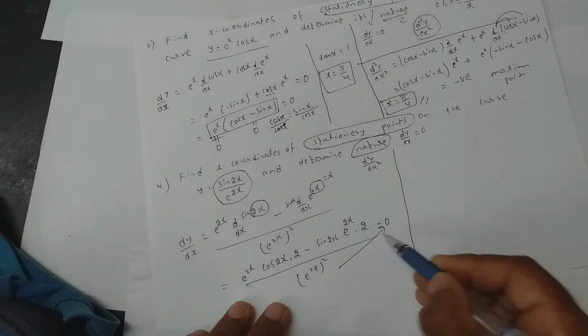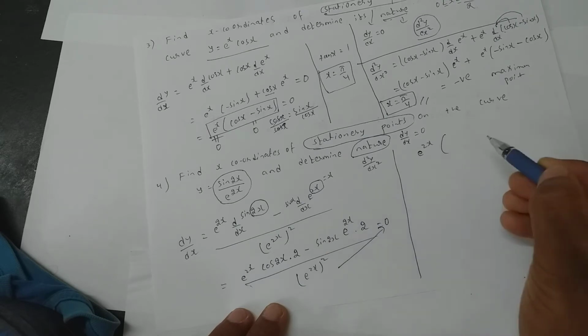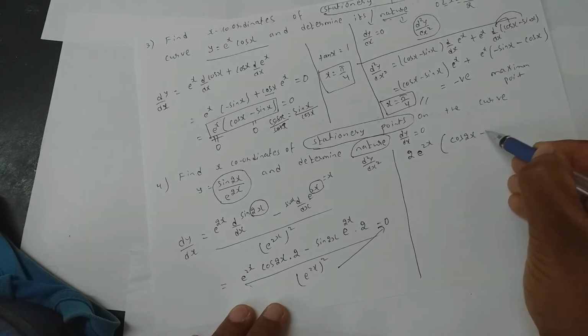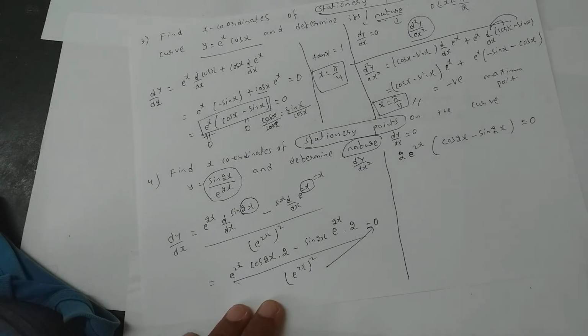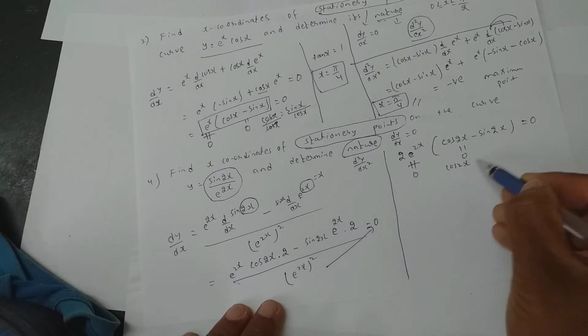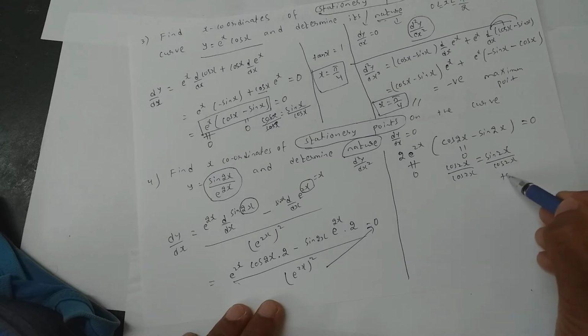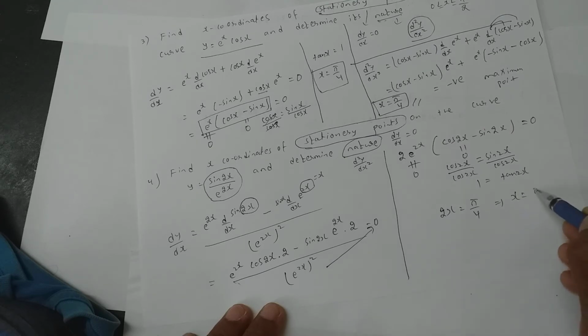So the denominator goes, it becomes 0. What can I take common in the numerator? E power 2x and 2 also. So what does it become? Cos 2x minus sin 2x. Clear? Equal to 0. Again students, this cannot be 0. This is 0. So when cos 2x minus sin 2x equal to 0, I send it to the other side. Divide by cos 2x. So I get tan 2x equal to 1. So 2x equal to pi by 4 I get, that implies x equal to pi by 8.